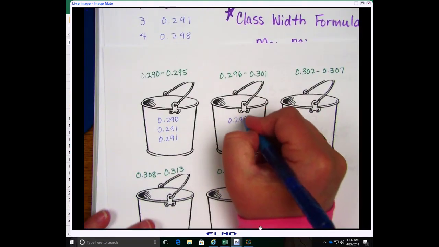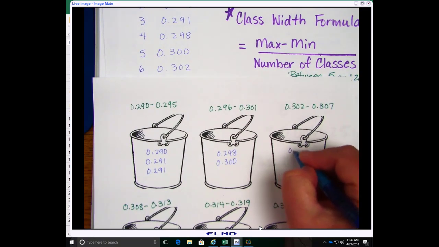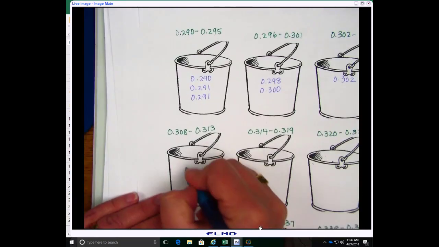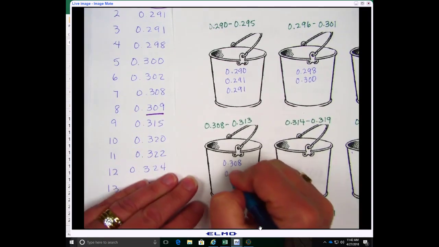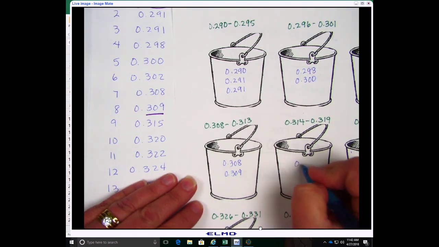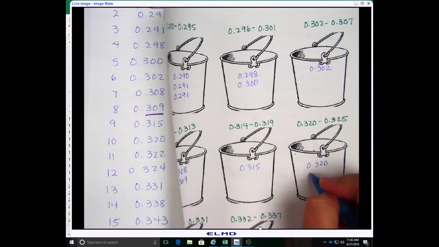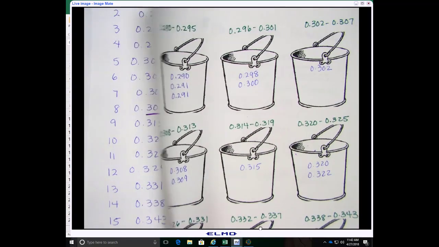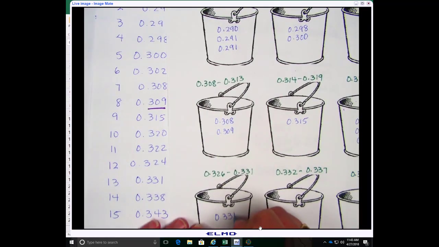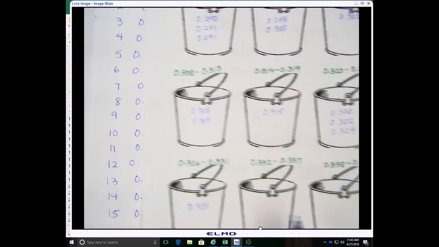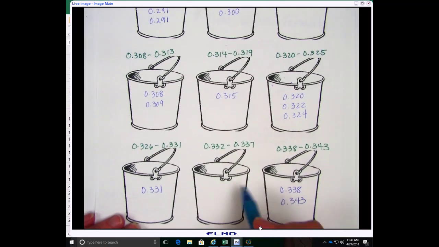0.298, that's going to go in this bucket. 0.3 is going to go in this bucket. 302 is going to go in this bucket. 308 goes into this bucket. Let's see, 309. 315 goes into the next bucket. 320 goes into this bucket. So does 322. All right, and so does 324. 331. 338. Nope, doesn't go into this one. It goes into this one. And 343. And notice that it's perfectly fine to have an empty bucket.